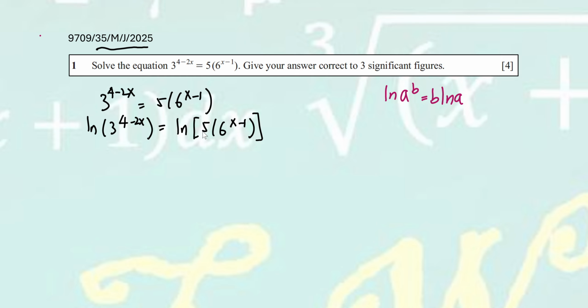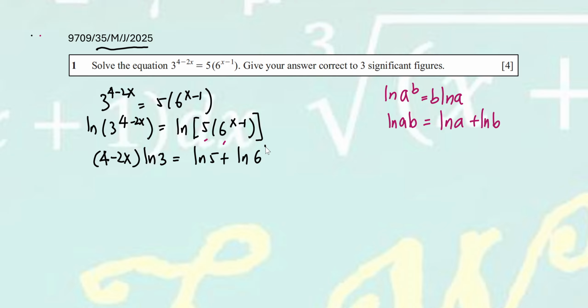For the left hand side, and for the right hand side there are two terms here, so we can split it into two ln, whereby ln ab is ln a plus ln b. Okay, so from here I will be getting 4 minus 2x times ln 3 equals ln 5 plus ln 6 to the power of x minus 1. And again, for ln 6 to the power of x minus 1, we can just use the formula number 1. Then it will be ln 5 plus x minus 1 ln 6.